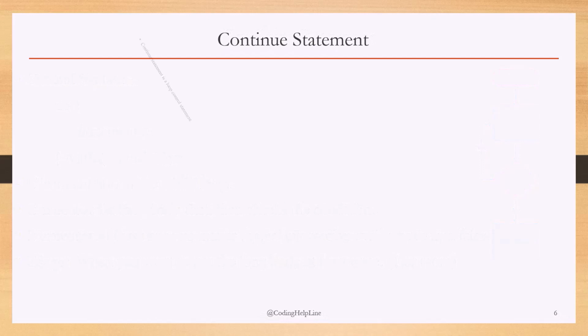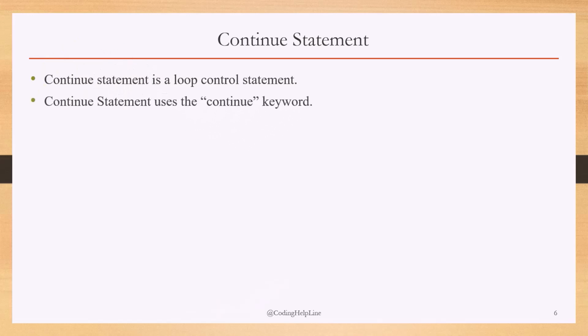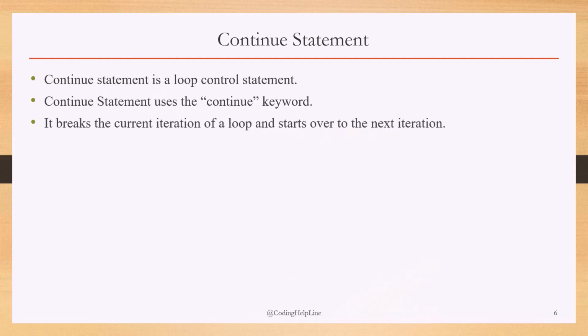Continue statement. Continue statement is a loop control statement. A loop control statement is helpful to control the loop. Continue statement uses the continue keyword. It breaks the current iteration of the loop and starts over to the next iteration. So we use it when we want to skip the current iteration of the loop and want to start the next iteration. So there are two variations of the continue statement.